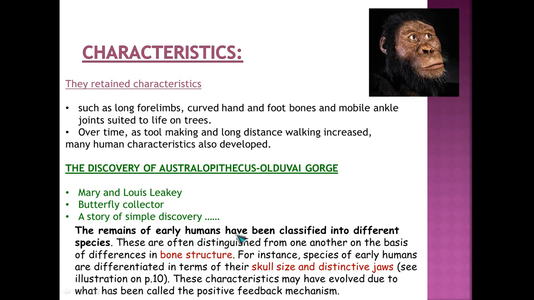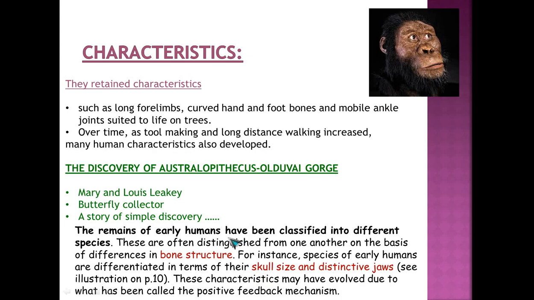Now, the remains of early humans have been classified. How did the archaeologists really understand the evolution or the characteristics of a particular fossil or a human being? It was through the bone structure, skull size, and distinctive jaws. By studying all these things in detail, they were able to understand the differences and the similarities between the species. The illustration is given on page 10, so have this page in front of you when this point is explained. That is bone structure, skull size, and distinctive jaws. And these characteristics have evolved because of the positive feedback mechanism.